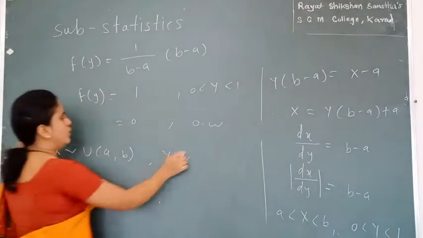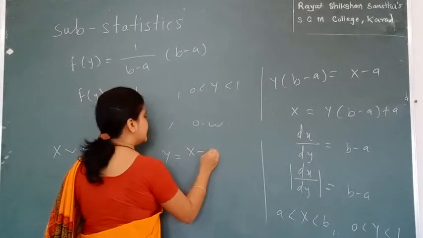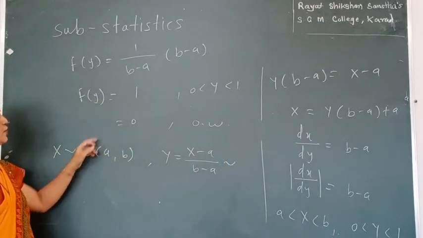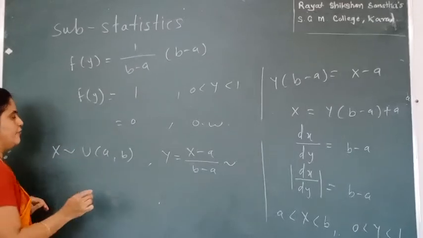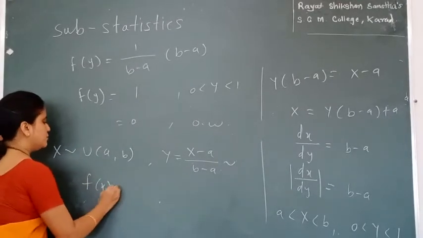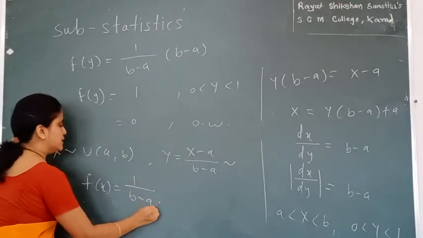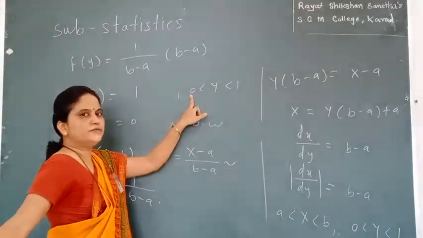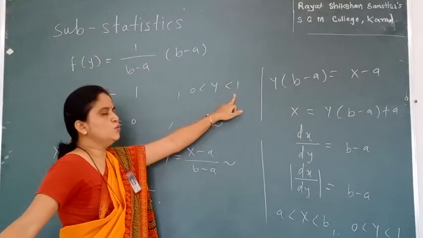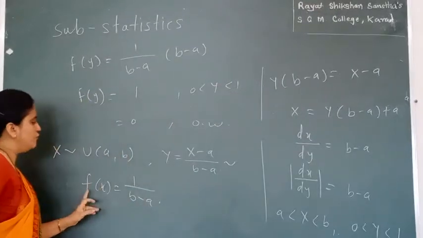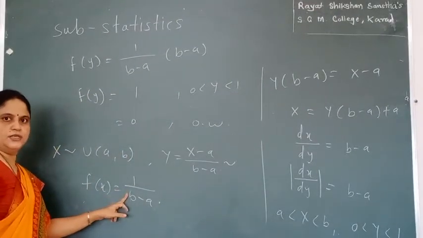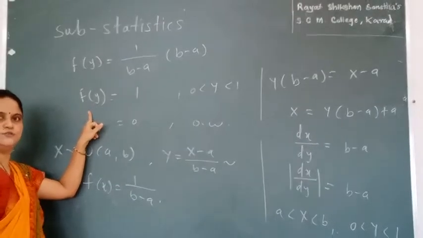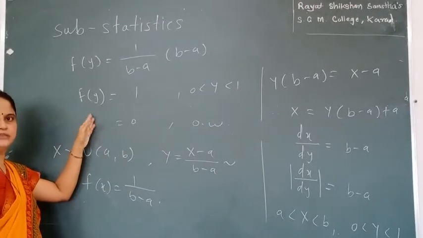So y, I have the value of y as x minus a divided by b minus a. So this follows which distribution? Your fx becomes 1 divided by b minus a. If I put the values a equal to 0 and b equal to 1, then I get the value of fx as 1. That means this distribution which we find is also a uniform distribution, but the range is different.